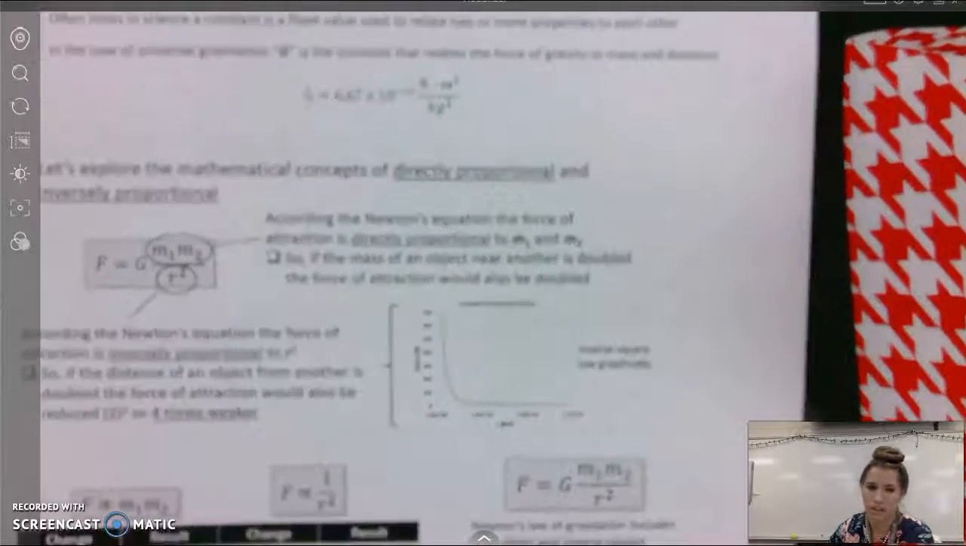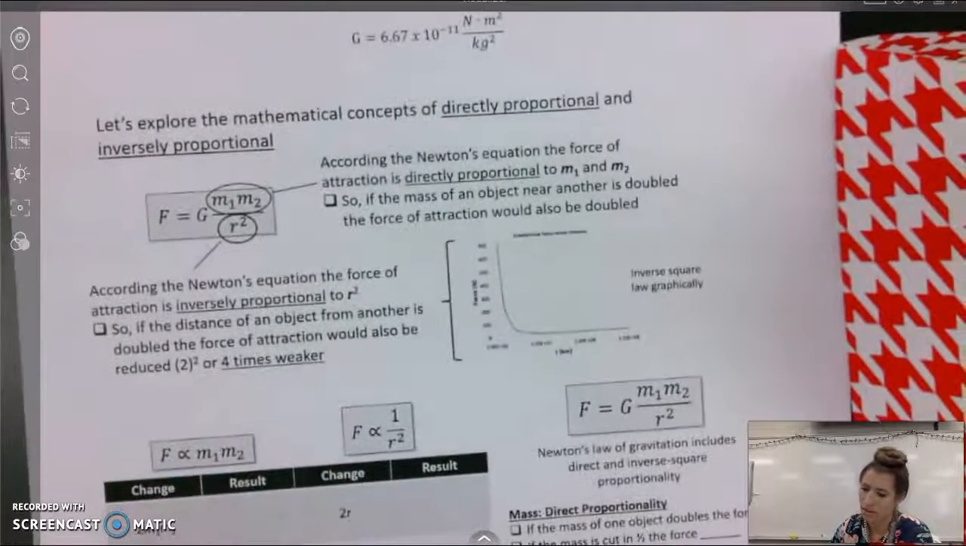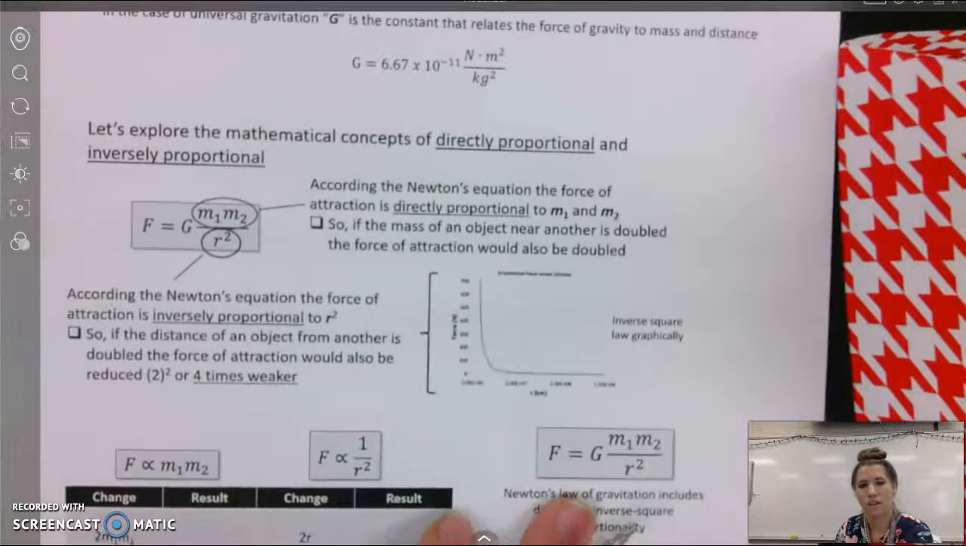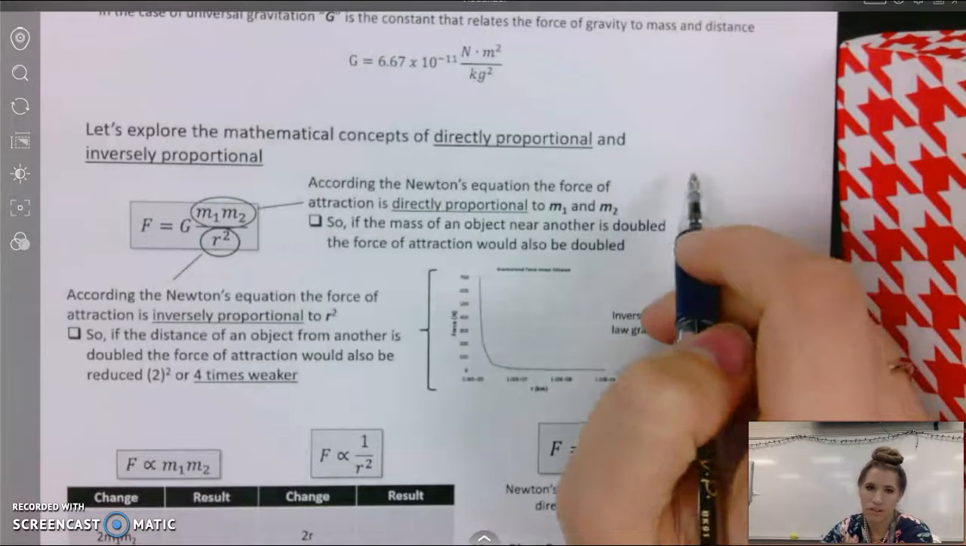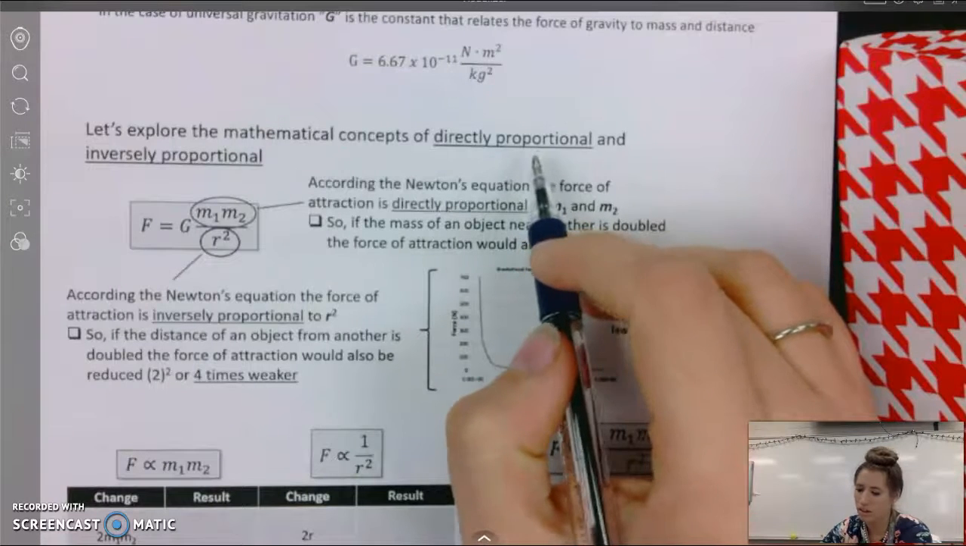Now, really interesting equation. We have components that are proportional to the force due to gravity, and we have components that are inversely proportional. Okay? And here's what we mean. Let's do it right underneath here.